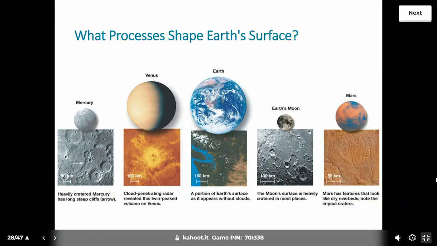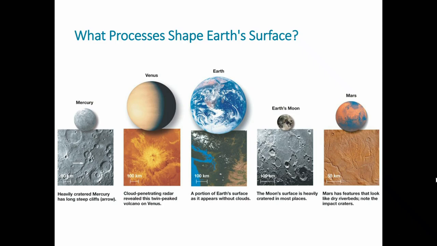So that's how we know what's going on inside of the planet, but maybe you're more interested in where you live, which is on the surface of the planet. So what kind of processes make the surface of the Earth different from the surfaces of the other terrestrial planets?